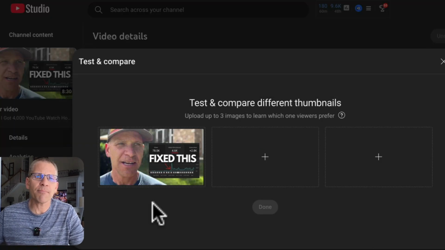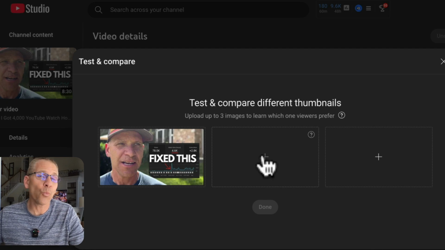And then it's going to bring up this. And then you're going to have the one image that you already uploaded. Then you're going to go here, click on this, and then select another image. And then if you want, you can go here and select another image. I've been really playing around with just the two because if you don't have a ton of impressions, a ton of traffic at this point, I want to minimize it, so split it between the two.